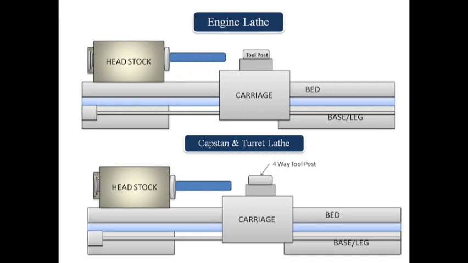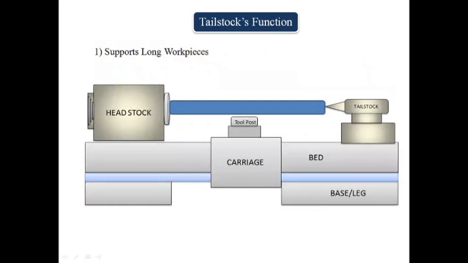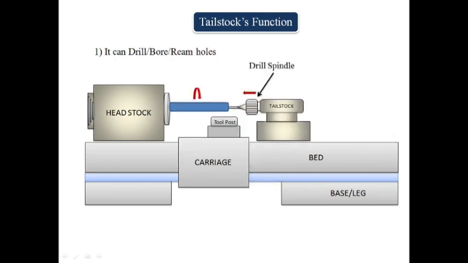In case of an engine lathe, here we have a tailstock on the right hand side of the machine. The tailstock serves two main functions. The first is, while machining long workpieces, it holds the extreme free end of the workpiece so that the workpiece does not vibrate. Next, it helps in drilling related operations by holding the drill bit or the reaming tool or the tapping tool on it.